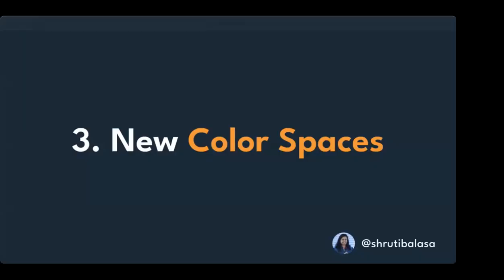So then comes the third feature, which is new color spaces and color functions. I'll have to give you a little background for this. A human eye can actually perceive so many millions of colors, right? When you look at nature or waterfalls or sunsets especially, you can see the vibrance in the sky.